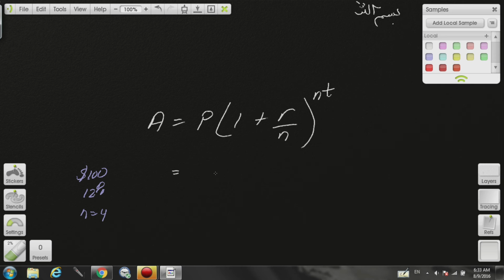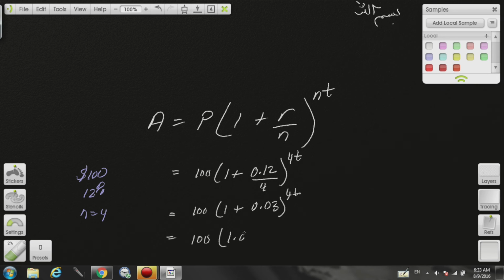This formula will become 100 times 1 plus r, which is 0.12, over n, which is 4, to the power of 4t. So this will be 100 times 1 plus 0.03 to the power of 4t. You can simplify this further to 100 times 1.03 to the 4t. I'm hoping I'm doing the math right here. So this will be the formula for calculating the amount of money they have. Now, if you wanted to find out how much money they will have in 7 years, you will do this.